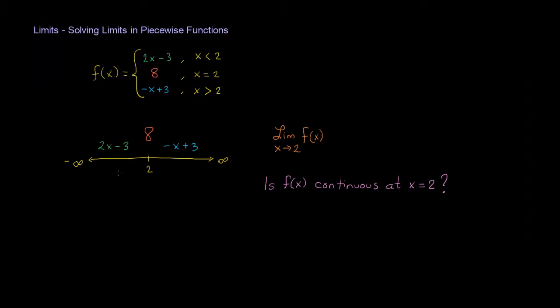So for the purposes of this limit, we have to ask ourselves, what happens when I get really close to this number 2, first from the left and then from the right? In other words, I have to find the limit for f of x when x approaches 2 from the left, and as well the limit for f of x when x approaches 2 from the right.